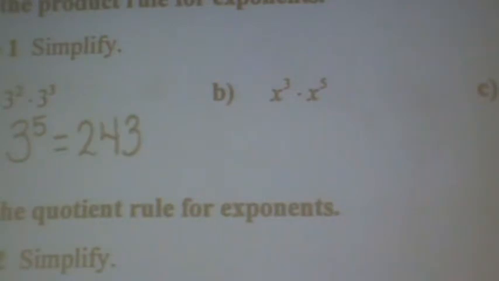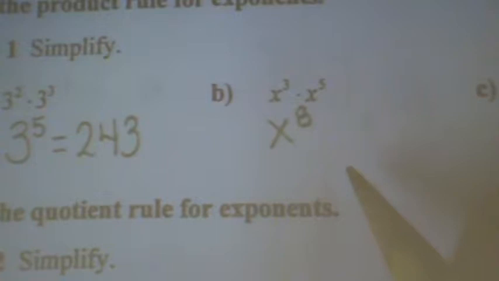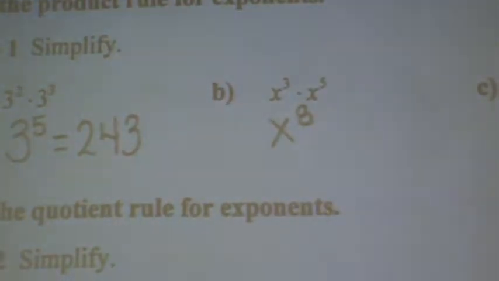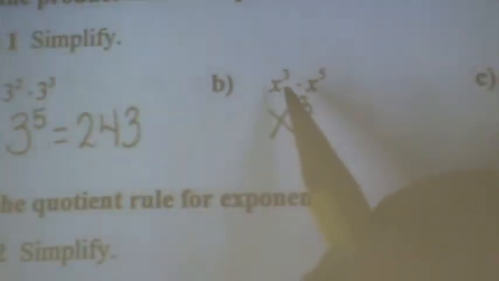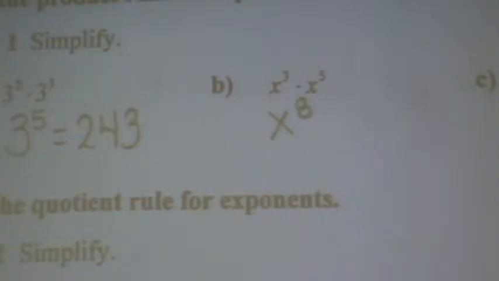How about B? X to the 8. Now, you know where this gets confusing is if I were to give you a multiple choice question, guess what one of the wrong answers is going to be? X to the 15. Yep, they would multiply the two exponents. So if this was a multiple choice question, one of the wrong answers would be X to the 15. So that's why you have to know these rules very well.